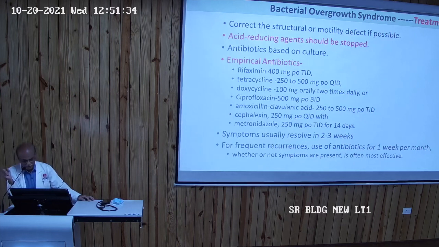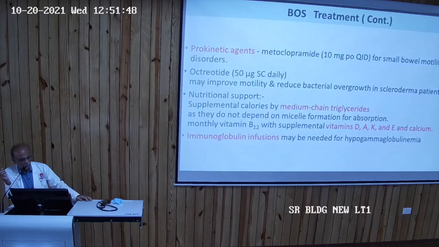Welcome, madam. If there are frequent symptoms, then you can give 1 week of therapy every month, and the patient will be free of this bacterial overgrowth. Sometimes prokinetic drugs may be given, or octreotide in patients with scleroderma, and ADEK should be replaced. Sometimes in hypogammaglobulinemia, you can give immunoglobulin transfusion.